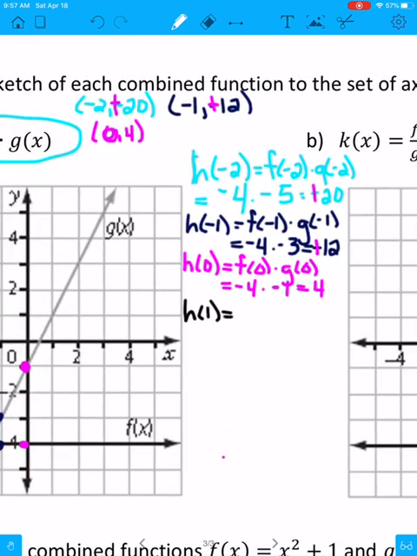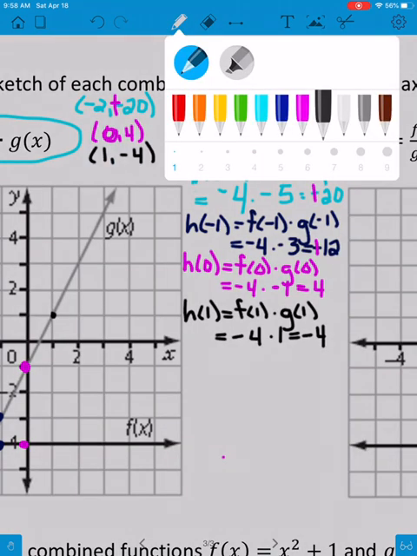H of 1 equals f of 1 times g of 1. F of 1 is negative 4. That doesn't change the whole time. G of 1 is 1. And now it's actually negative 4. So I have another coordinate at 1 and negative 4, which fits on my graph. And then I can keep going.